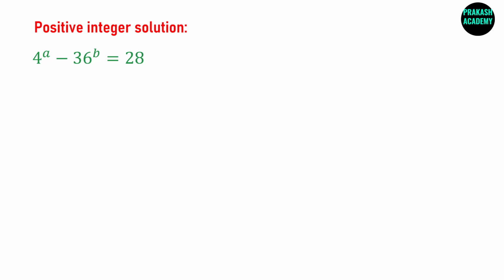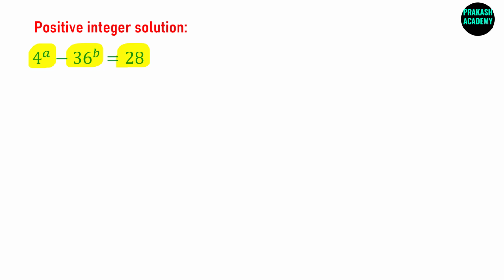In this problem, you have to find positive integer solutions. The equation is 4^a - 36^b = 28. So in this case, you have two unknowns, a and b, and you have to find the solution for these two unknowns. One equation, two unknowns.